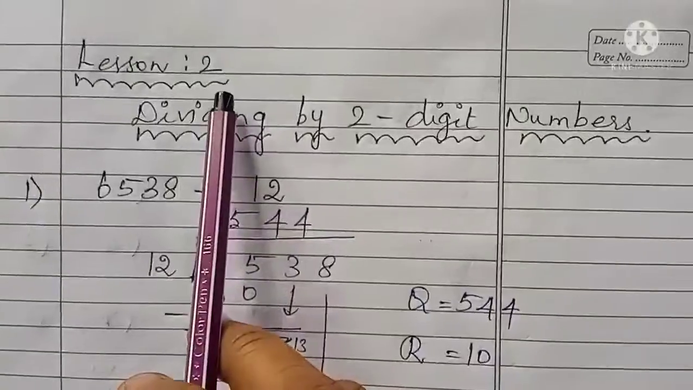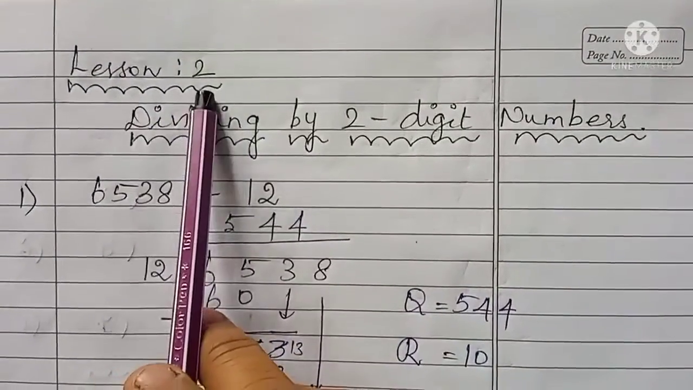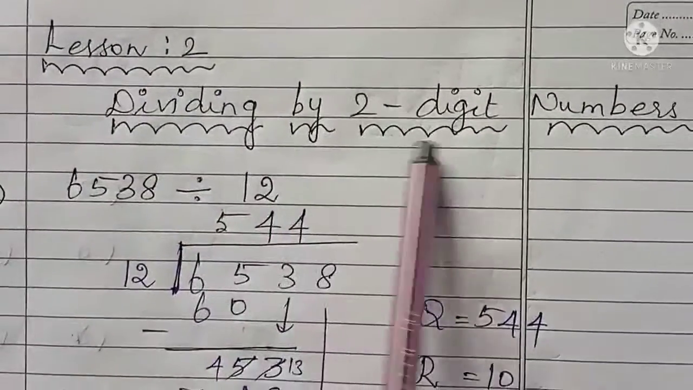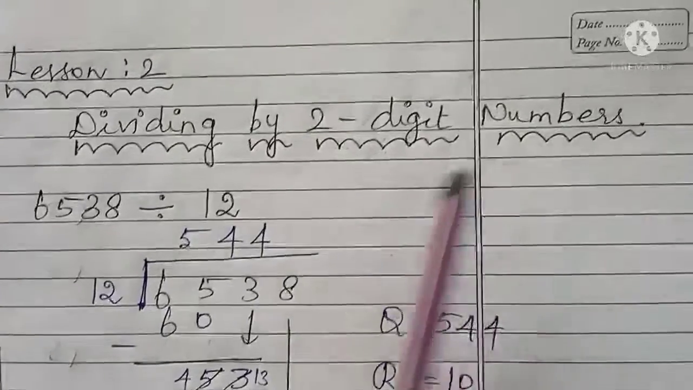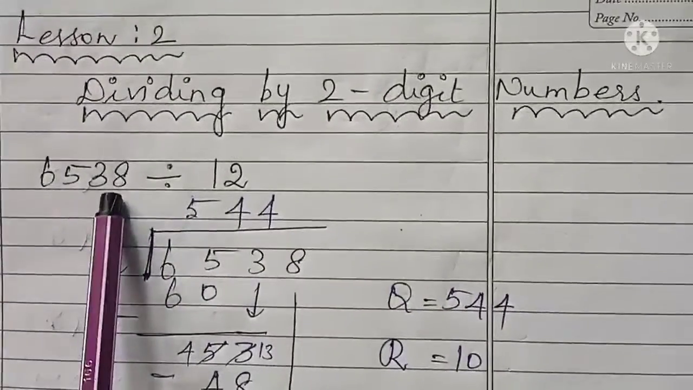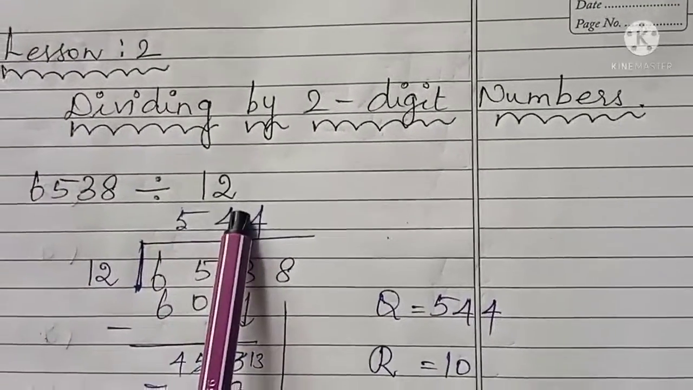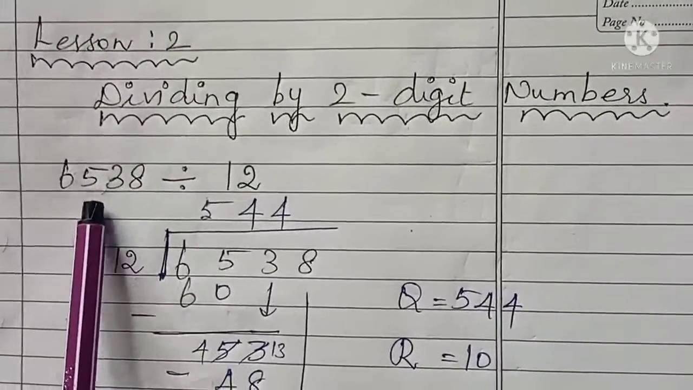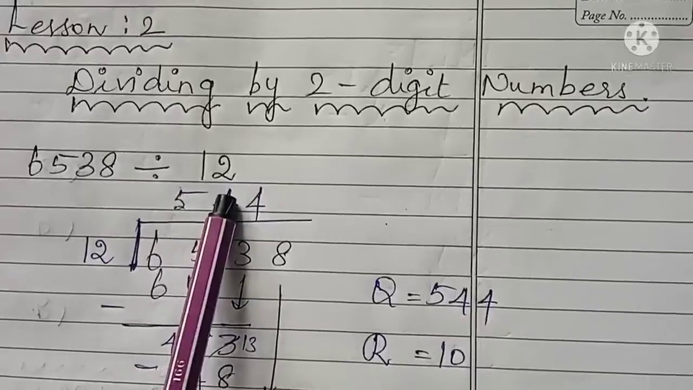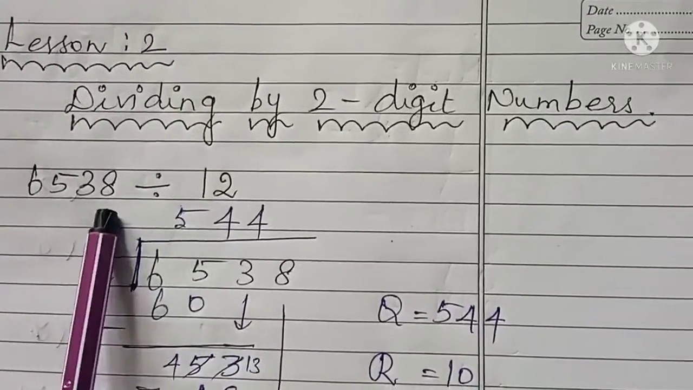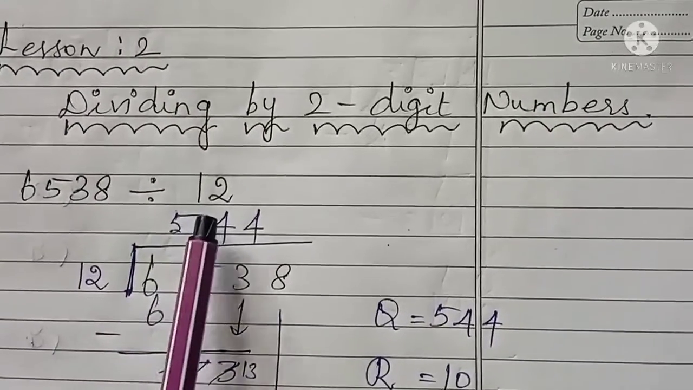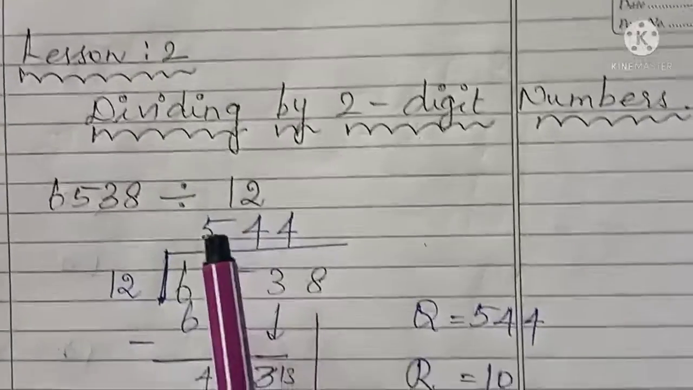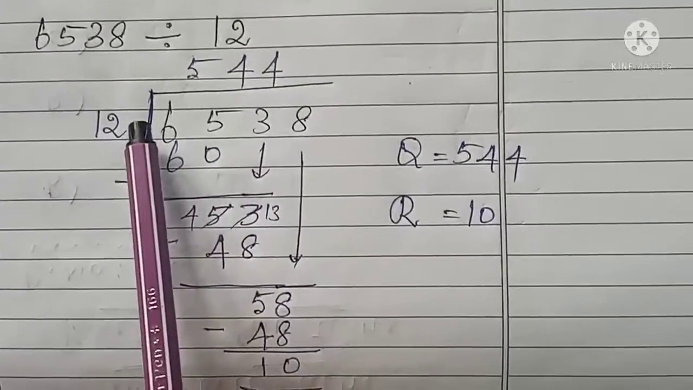1,62,922. Next, lesson number 2, dividing by 2-digit numbers. So we are going to take a 4-digit number and see how to divide with a 2-digit number. Here is the first question, 6,538 divided by 12. Dear children, this is known as the dividend, this is known as the divisor. Understood? So now we will see how we are going to divide this number.